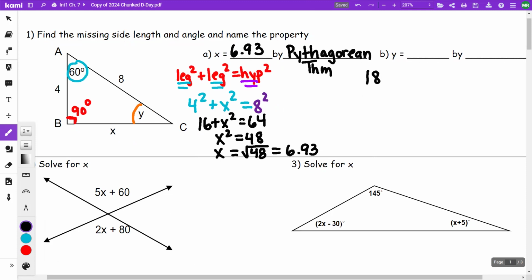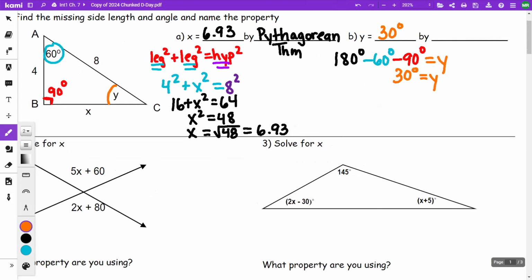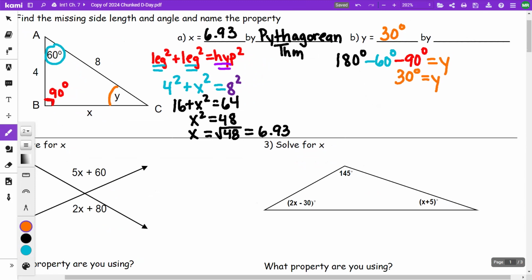So I'm going to take 180, subtract the 60 degrees, and subtract the 90 degrees. When I do that, that's going to get me what the y is. When I do all of this math, I end up getting 30 degrees equal to y. So y is 30 degrees. The reason for this is because the angles in a triangle add up to 180, or I like to call it triangle angle sum. Or you can write angles in a triangle add to 180.